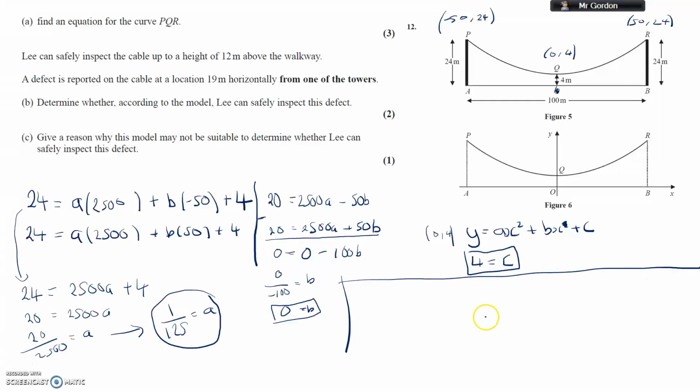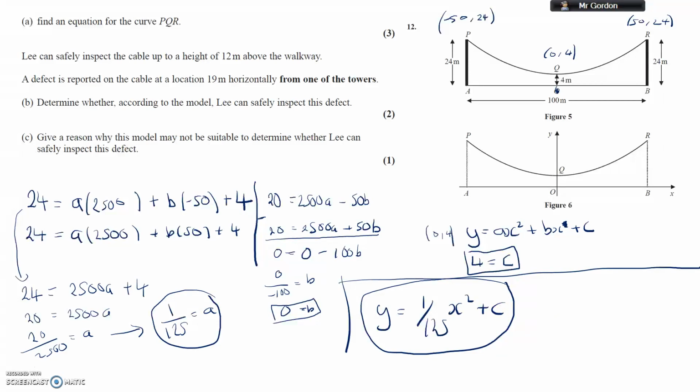So if I squeeze it in down here, the equation for this is y equals 1 over 125 x squared, that's the value of a, plus 4. That's going to be the equation of our quadratic that models that bridge.